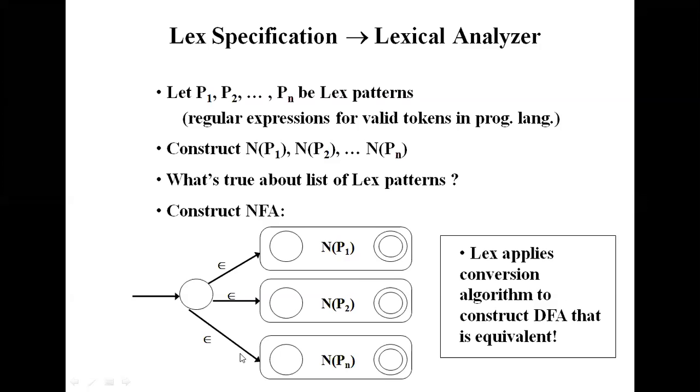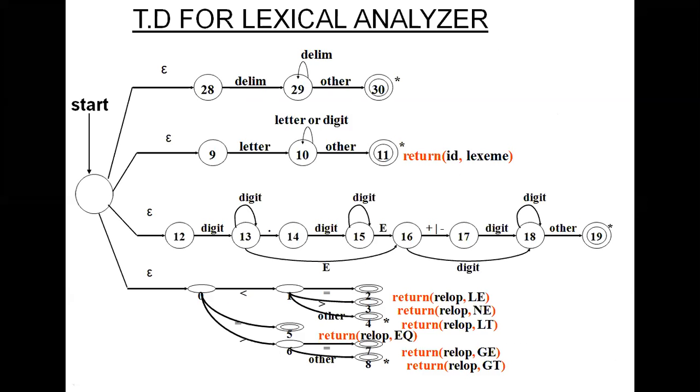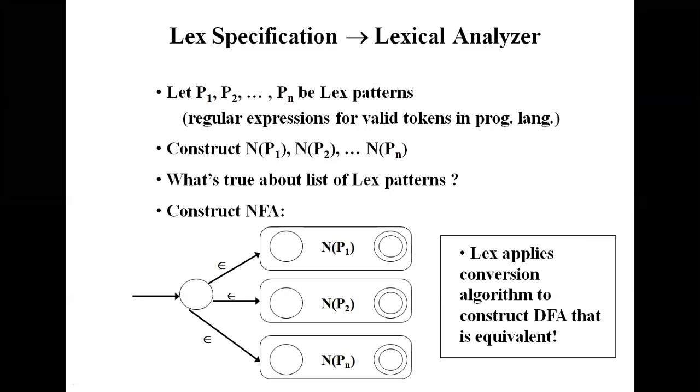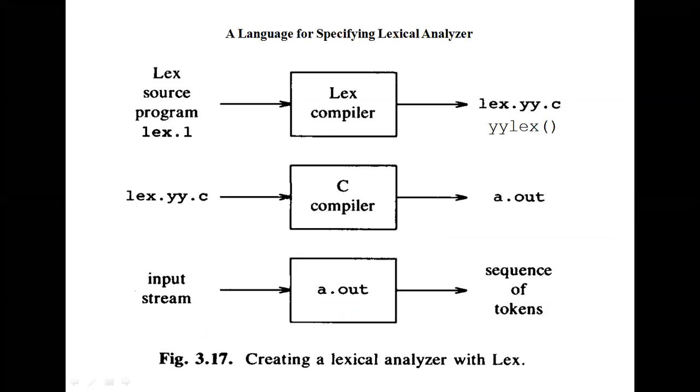Whatever we construct is an NFA, an NFA with epsilon. Now what we need to do is, Lex applies the conversion algorithm to construct a DFA that is equivalent to this NFA. We all know how to convert an NFA with epsilon to a DFA. That is the procedure we need to follow for converting this, right?